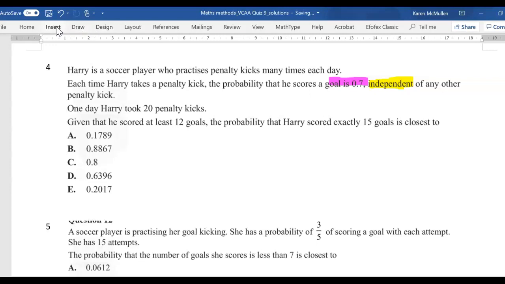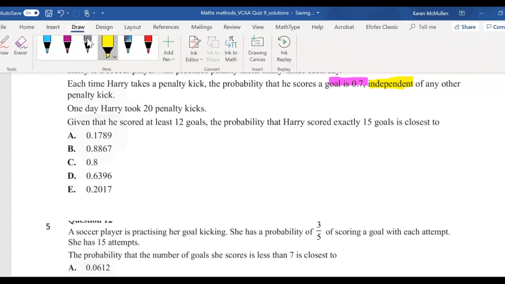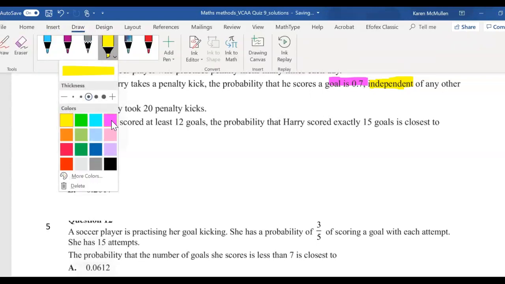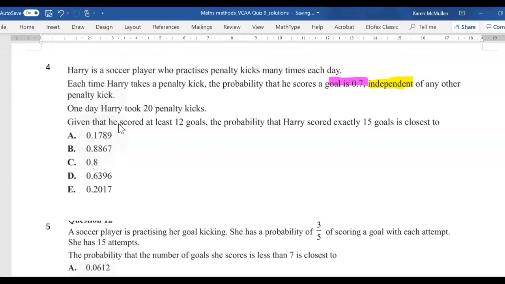Okay, this is starting to look like a binomial distribution question. One day, Harry took 20 penalty kicks. I think that's a lot of penalty kicks, isn't it? Given that, okay, so we'll highlight that in yellow in a sec. He scored at least 12 goals. The probability that Harry scored exactly 15 goals is closest to.